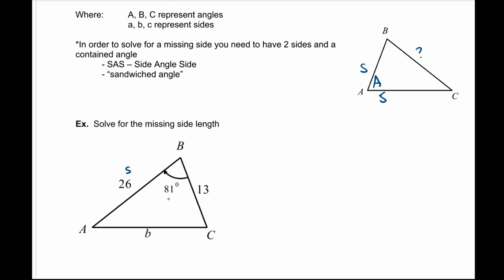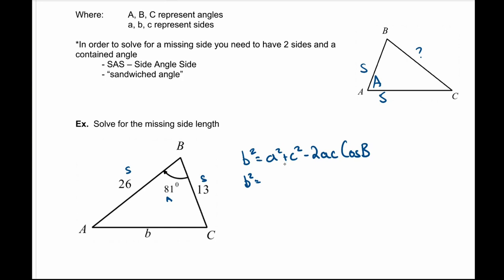Actually, I'll leave that up there. Because we're looking for side B, we could go back to our notes at the top and look at that specific formula for side B. So b squared equals a squared plus c squared minus 2ac times cosine B. Do not forget that cosine B. I find people tend to forget that part.